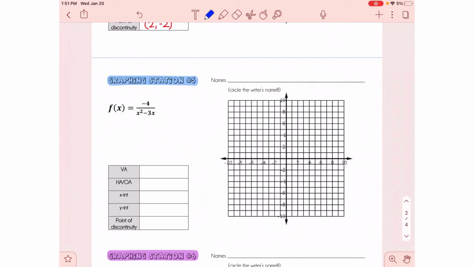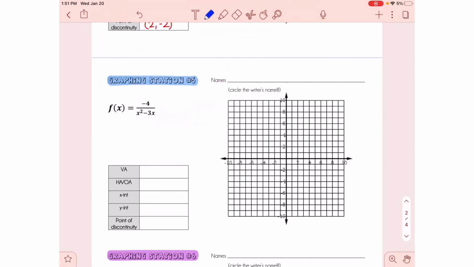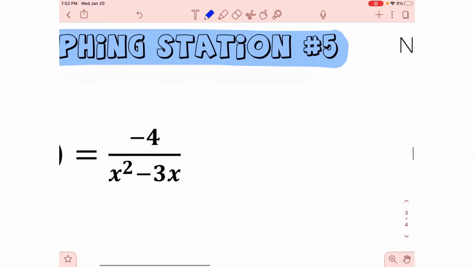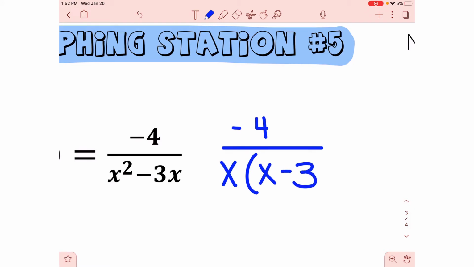Hey guys, so this next example is going to be one that has two asymptotes. I have another video posted of another one with two asymptotes, but the more practice, the better, right? So let's see, we always want to start by factoring. On top, I cannot factor -4, but on the bottom, I can pull out a GCF. That leaves me with x and then x minus 3.